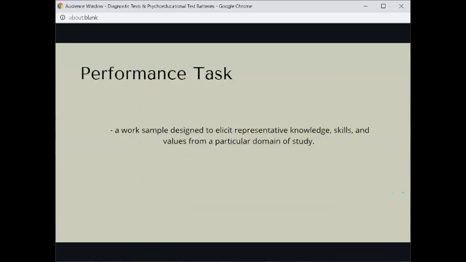Performance tasks are work samples designed to elicit representative knowledge, skills, and values from a particular domain of study. Yung example earlier, it shows it represents the knowledge, skills, and values from the particular study of art. Basically, yun yung performance task niya outside a standardized test or final exam.